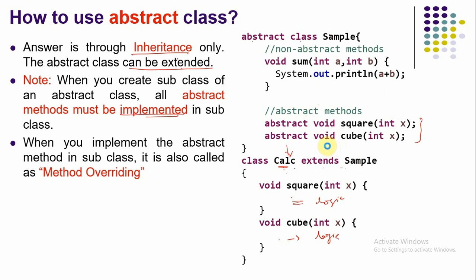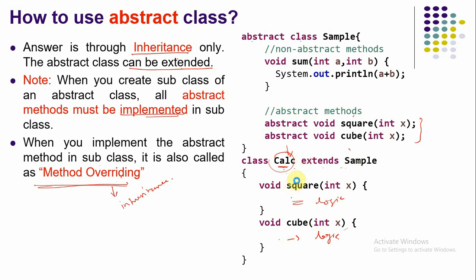This is where you have to use the abstract class, okay. The abstract class cannot be instantiated. You have to create a subclass and create an object for the subclass. Also, when you create a subclass, you have to implement the logic. All the abstract methods must be implemented in the subclass, okay. When you implement the abstract method in a subclass, it is also called method overriding. Usually method overriding is a concept that comes in inheritance, right? So here we are overriding the square function and cube function. So that's a concept called abstract class.